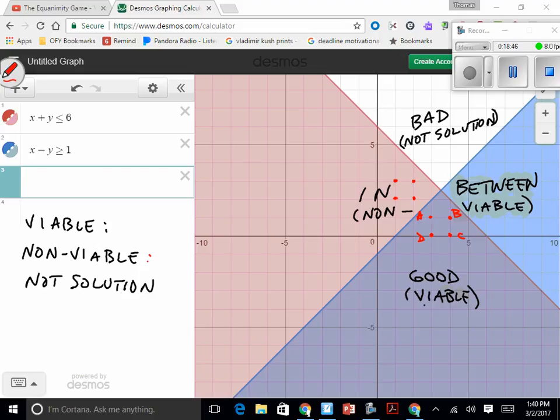Color technically doesn't matter. A, B, C, D, E, F, G, H. Turns out, by the way, I'm making you do more than they will ask. They're either going to ask for two of each, or you may even be asked for just one of each. But viable, let me write down one of them. I'm going to do A.